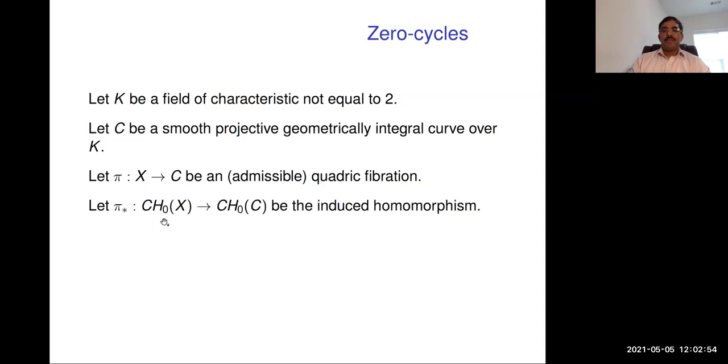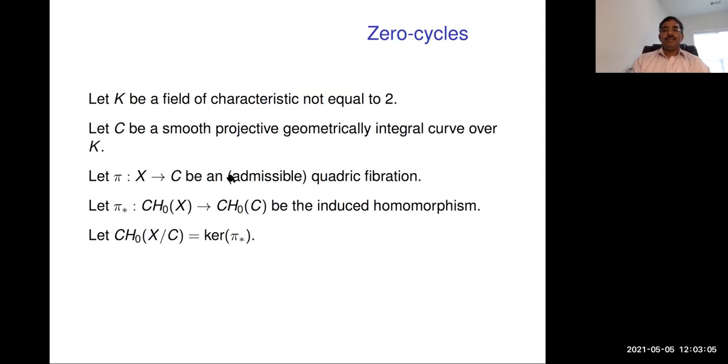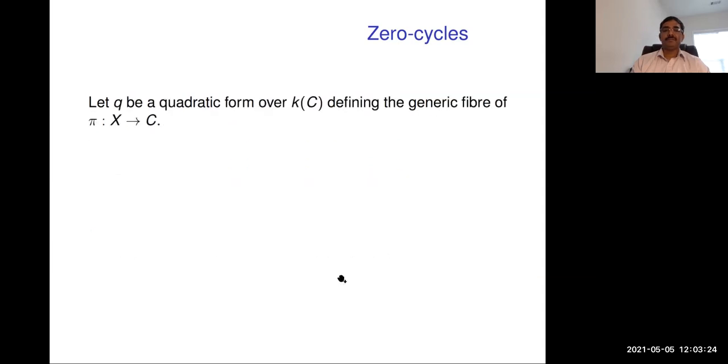Now let pi lower star be the induced homomorphism on the Chow group level, and let Chow 0 of X over C be the kernel of pi star. For example, if we stick to number fields, we know that Chow 0 of C is finitely generated. So to know about Chow 0 of X, it's enough to study Chow 0 of X over C. That's why we're interested in this kernel. Colliot-Thélène and Skorobogatov identified this group with a certain subquotient of K(C) star. Let's explain what it is.